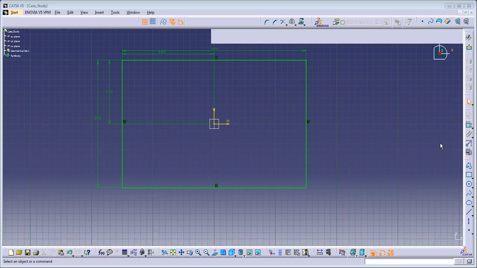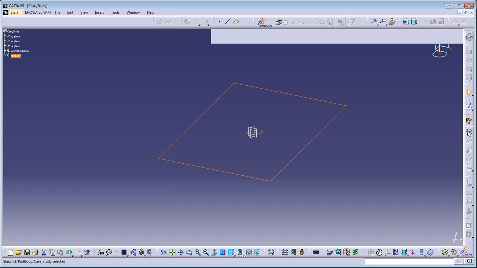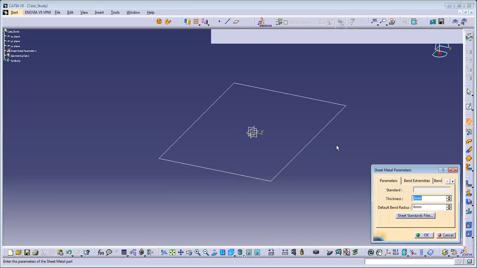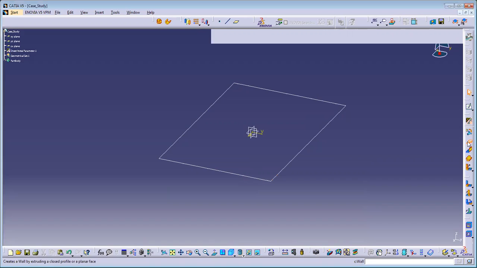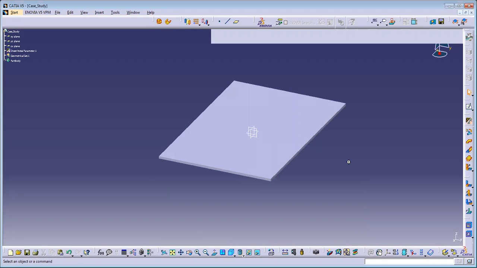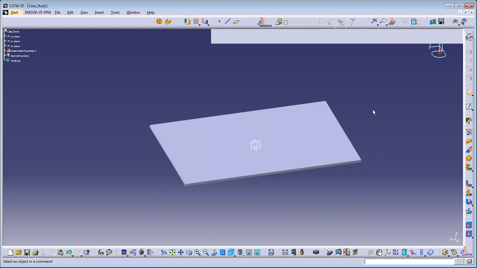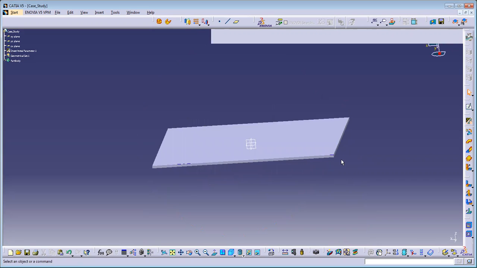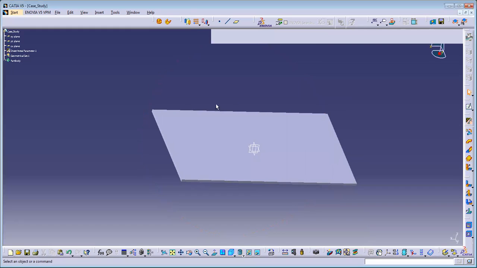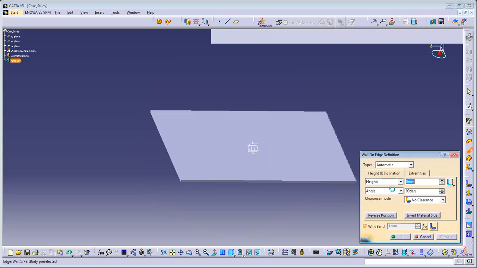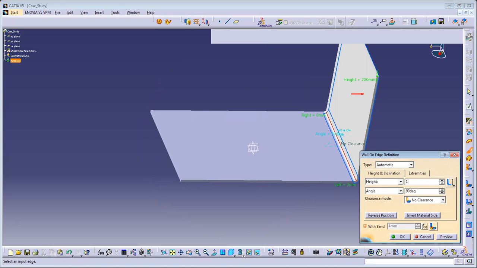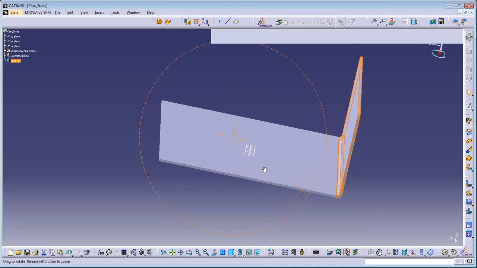Suppose that we have this sheet and we are keeping its thickness at 4 mm, and its bend radius we are keeping at 4 mm as well. So we have this 300 by 200 mm dimension, 4 mm thick sheet metal. Suppose that this is the base and we have a corner of 150. Okay, this is a 150.